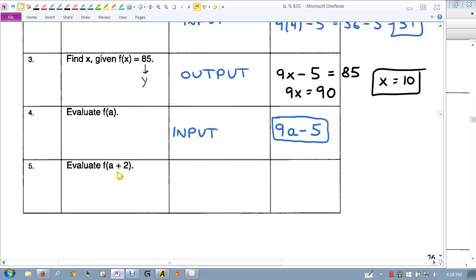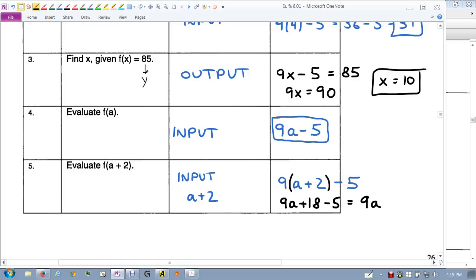So let's see what the next one is. F of a plus 2, are you given the input or the output? Input. The input, and what is the input? A plus 2. I haven't been writing them down, but that means I'm going to go in here and I'm going to replace x with a plus 2, there it is. That 9 is supposed to multiply times the entire x. So it's got to multiply times the entire a plus 2. If you miss that, it's going to be completely wrong. Now the most you can do is just clean this up. Distribute the 9 through, collect like terms. 9a plus 18 minus 5, so 9a plus 13.